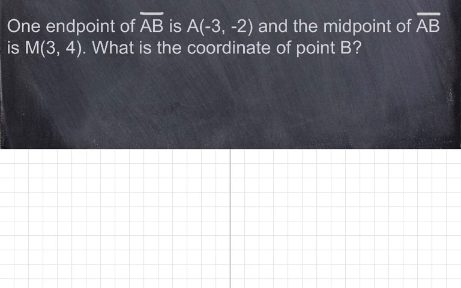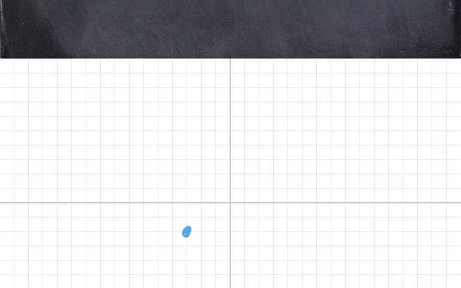So if we were to graph that, negative 3, negative 2. So we have this point right here, and we're calling that A. It says M is 3, 4. 1, 2, 3, up, 1, 2, 3, 4.